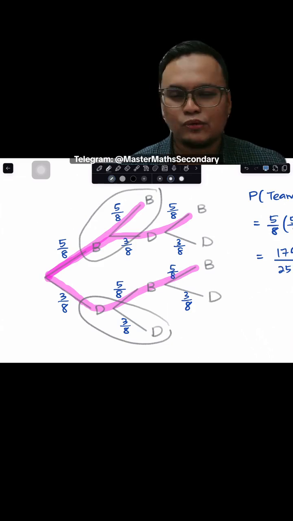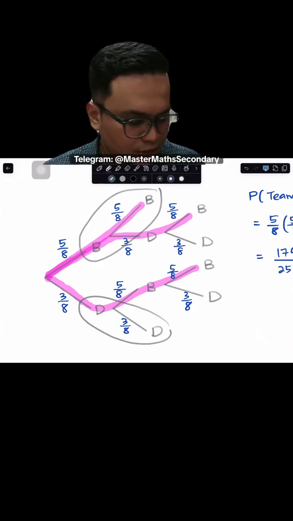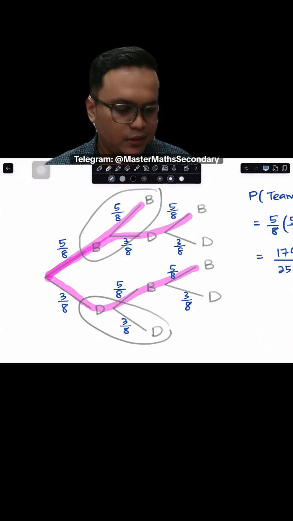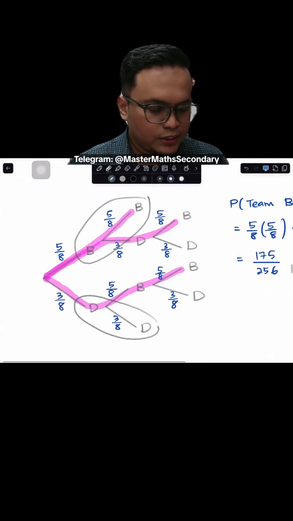So the moment Bravo wins already, there's no point playing a third game, because we're playing the game for nothing, because Bravo already wins. Two games Delta wins means Delta wins already. No need to play the third game. All right, and this is how the tree diagram will actually look like.